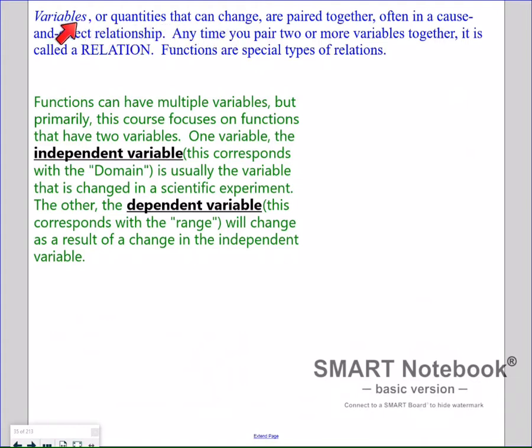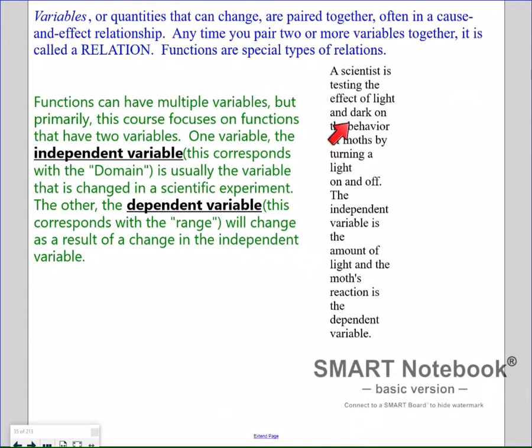If you pair two variables or more together, that can cause a relation. And functions are special kinds of relations, and those are going to be the kinds of relations that we're going to study this year. Functions can have more than two variables, but for this course, we're primarily going to focus on functions that have two variables. The first variable will be the variable that you can control. It's called the independent variable, and then the dependent variable will be some quantity that changes as a result of a change in the independent variable.